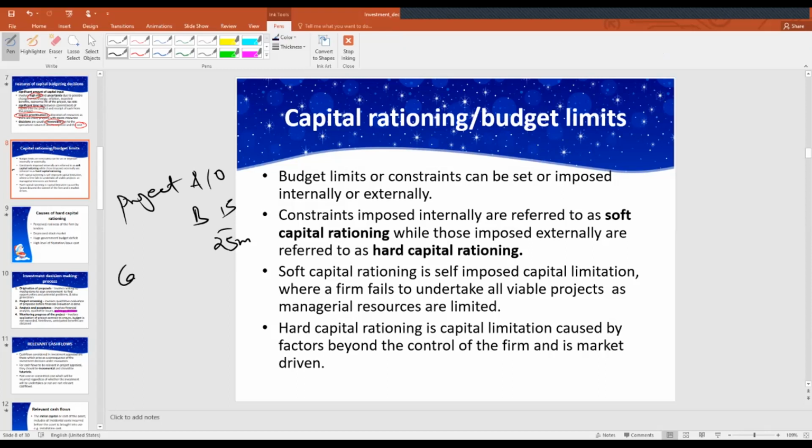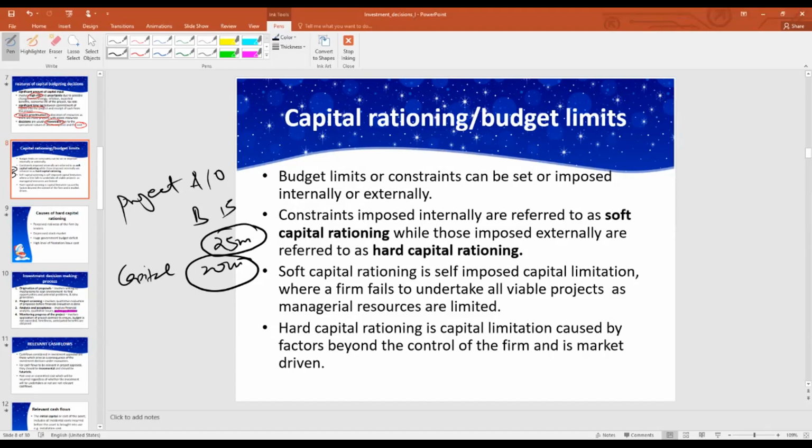What you have in store, the capital from all capital providers, is 20 million. In this context, therefore, you are in what we call a capital rationing situation. You don't have enough money; you only have 20 million, but the amount you require is 25 million. You don't have enough money to invest in both projects, A and B.